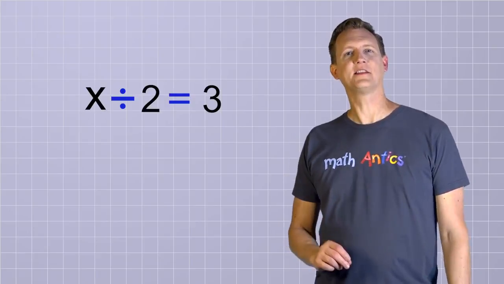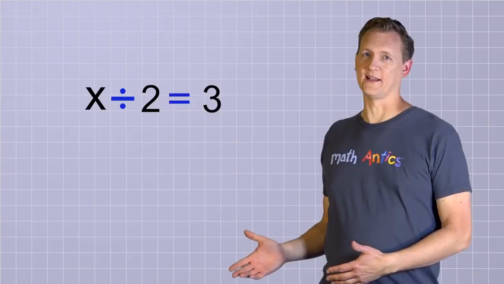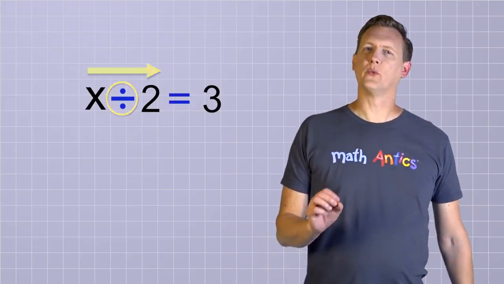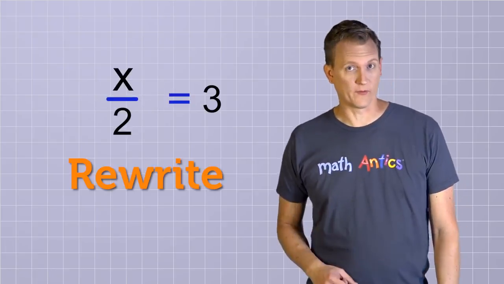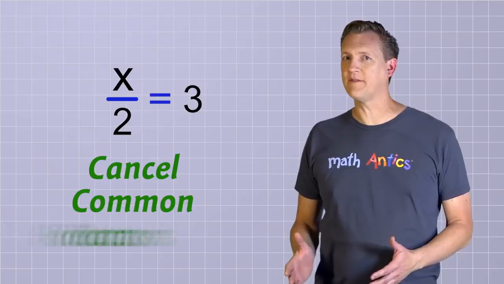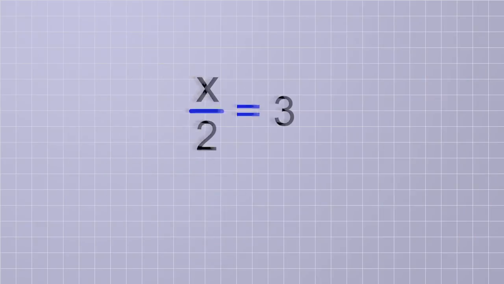Here we have x divided by 2 equals 3. Now, when you see division written like this, from left to right with the traditional division symbol, I want you to rewrite it using the fraction form for division. And that's because it's much easier to cancel common factors and simplify your equation when you use the fraction form. Now that we have it rewritten, let's solve it.